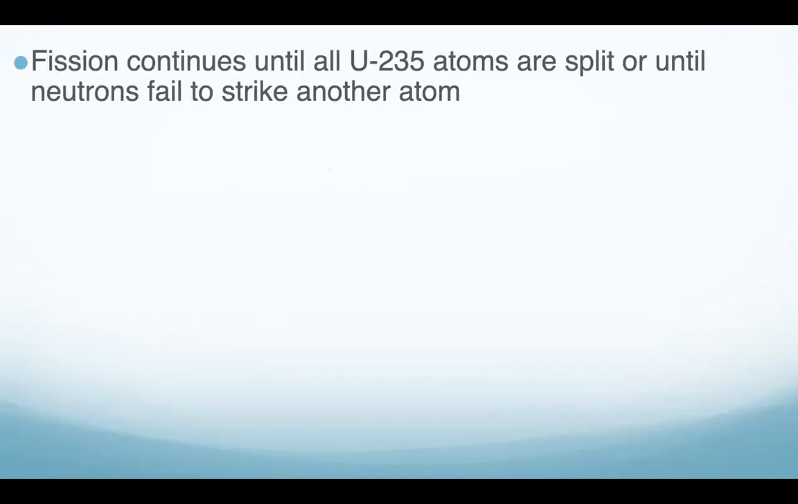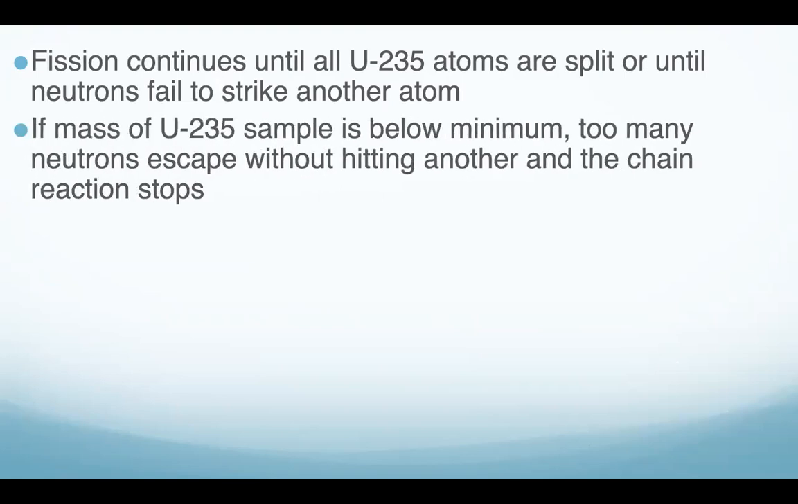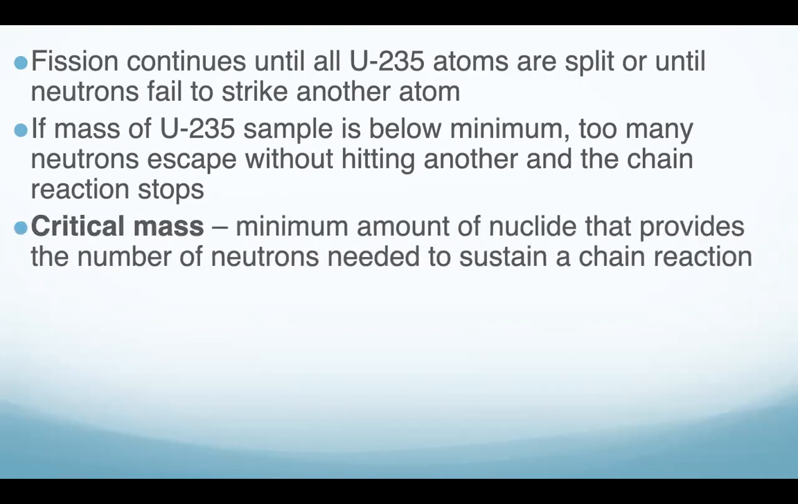The fission continues until all of the U-235 atoms are split, or until the neutrons that are left over fail to strike another atom. If the mass of U-235 is below a minimum, too many neutrons will escape without hitting another, and the chain reaction will stop. So critical mass is the minimum amount of nuclide that provides the number of neutrons needed to sustain a chain reaction. Sometimes you see it in movies, they talk about, well, have we reached critical mass? And this is where a chain reaction starts.